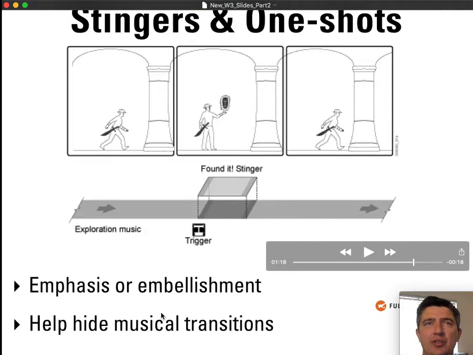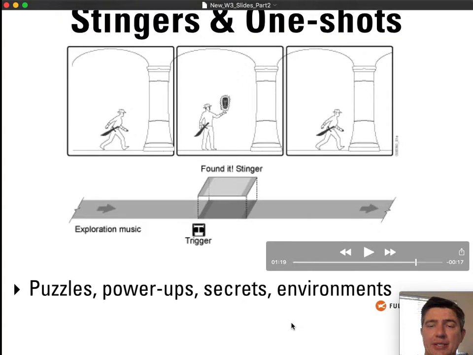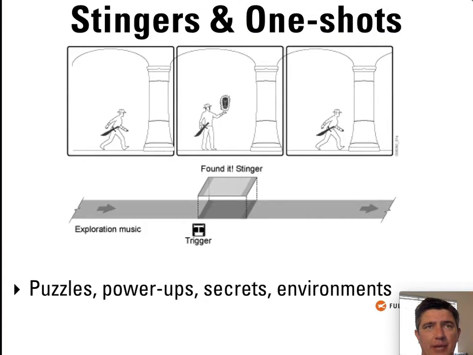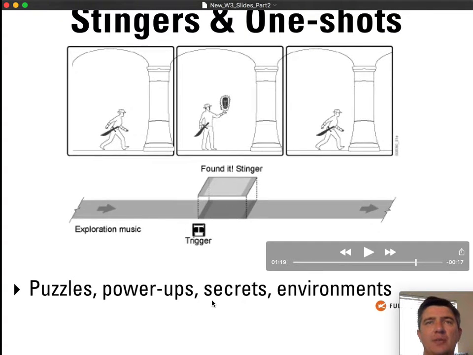Stingers, embellishment, emphasis to kind of point to an action that said, hey, this is good or bad, and it helps to hide the musical transitions. Lots of different uses. So between your loops and between your one-shots, you have a lot of the core elements that are going to create your soundtrack. One-shots work for puzzles, power-ups, secrets, environments, all sorts of different ways that you can interact with the sound.